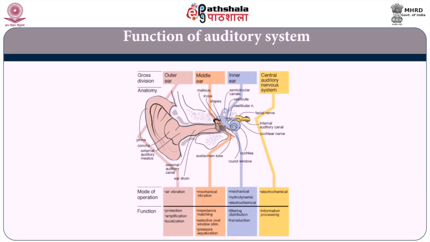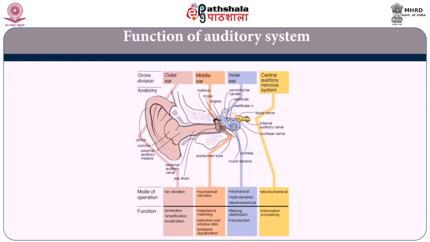Also, there is a lot of pressure equalization. As you know, the middle ear is connected to the throat through the eustachian tube. So, when you have infections of the throat, the eustachian tube does not function properly, and then you have infection in the middle ear, and that can affect your ability to hear speech. So, the middle ear has an impedance matching function, a pressure equalization function, and it also conveys mechanical vibration to the inner ear.